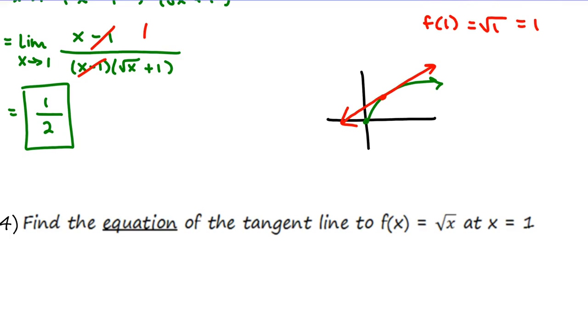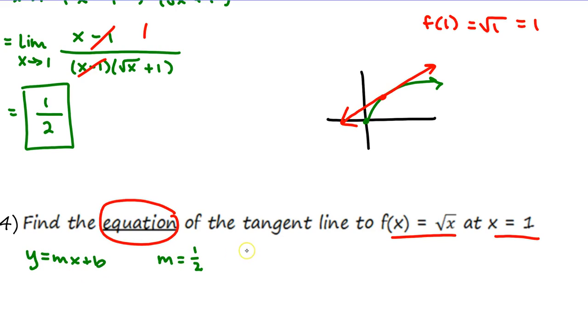Number 4, find the equation of the tangent line. So we have the same equation, the same curve, and the same point, but it says instead of just find the slope, find the equation. So we're looking for a y equals mx plus b kind of thing, and we just figured out that the slope was 1/2. And we know that we have the point 1, 1, so let's just use those to find the equation of the line. If you want, you can use point slope form, or you can substitute 1 in for y, 1/2 in for m, 1 in for x, and solve for b.